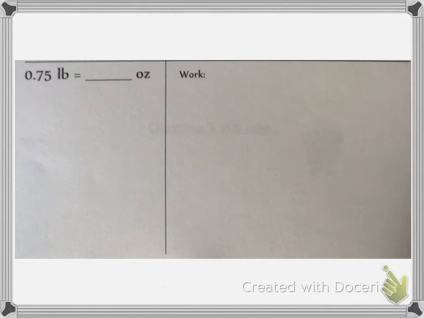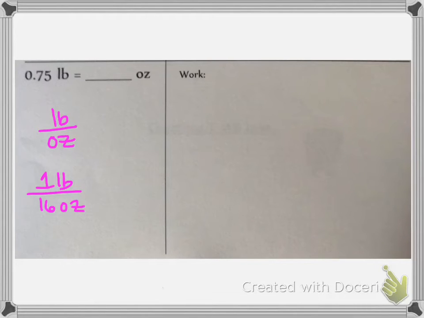Okay, so now we want to convert 75 hundredths of a pound to ounces. So the word ratio is that I am comparing pounds to ounces. Again, I can look at my star chart to see the relationship of pounds to ounces, or I should know that in 1 pound, there are 16 ounces.